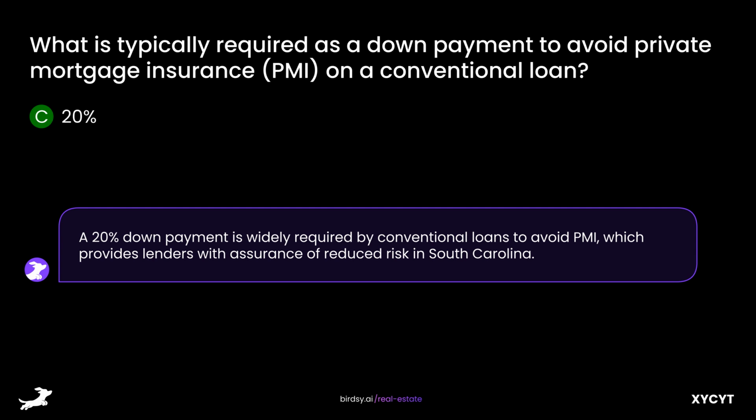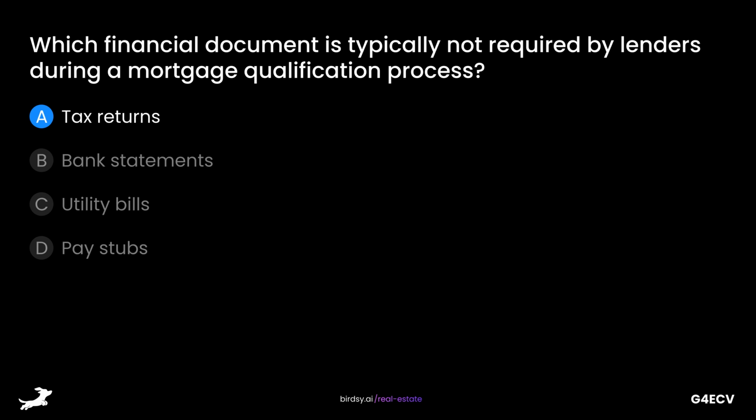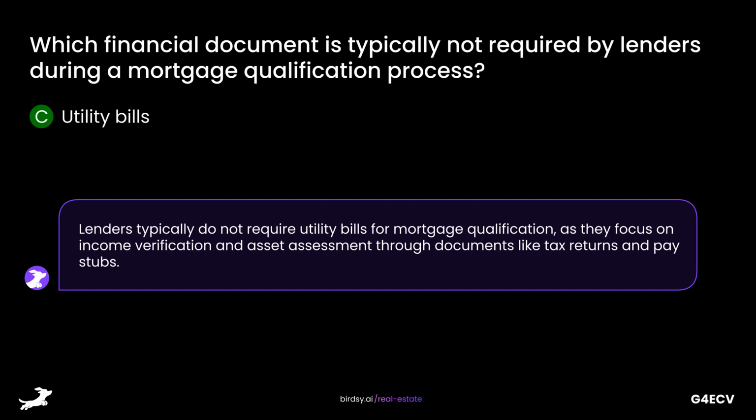Which financial document is typically not required by lenders during a mortgage qualification process? Is it A, tax return, B, bank statements, C, utility bills, or D, pay stubs? The answer is C, utility bills. Lenders typically do not require utility bills for mortgage qualification, as they focus on income verification and asset assessment through documents like tax returns and pay stubs.